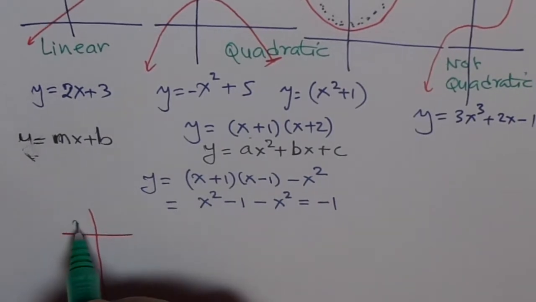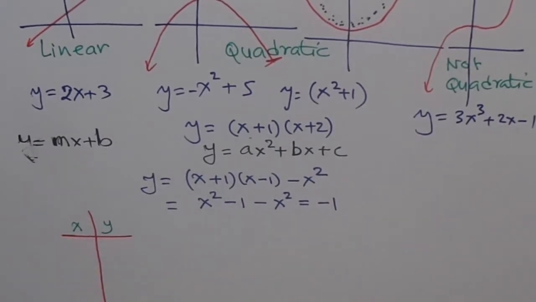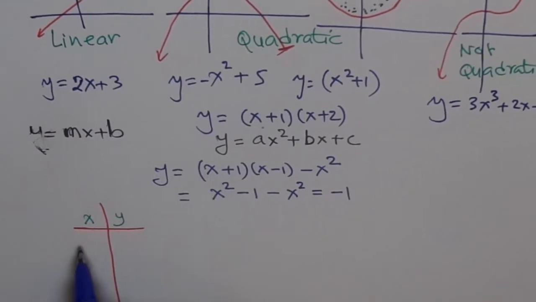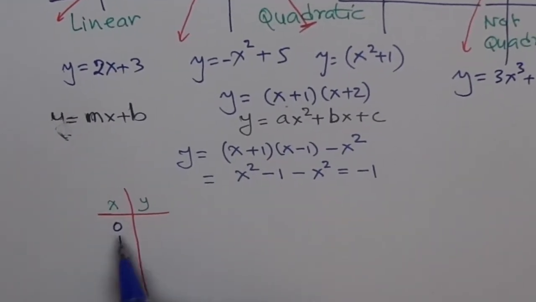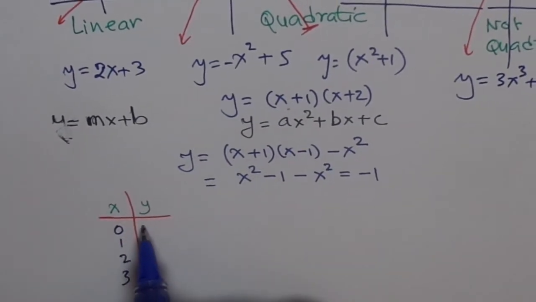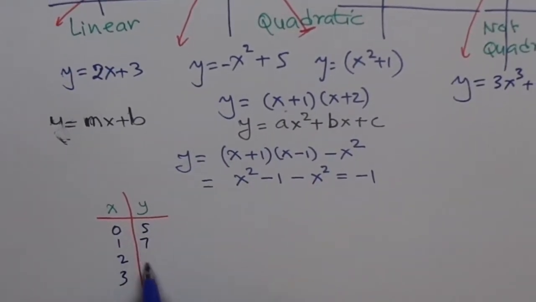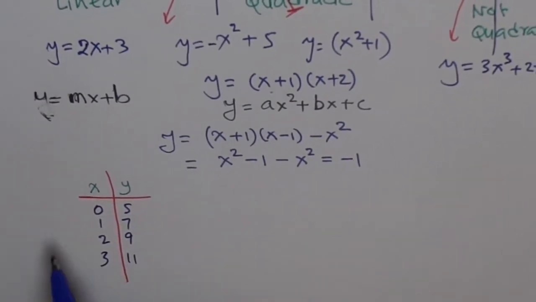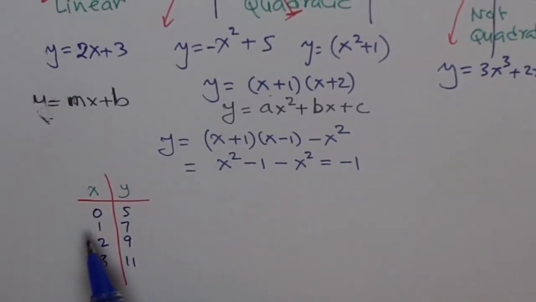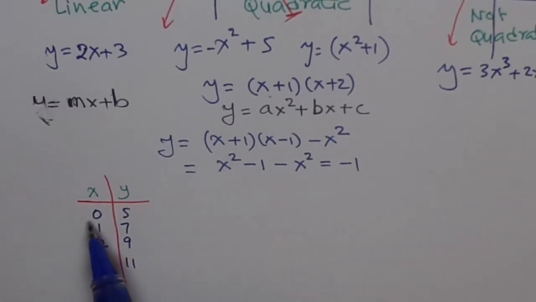Let's say x is the input and y is the output. For each input, let's say we have 1, 2, 3, some inputs here, we have some particular output. Let's say the output is 5, 7, 9, 11. So it is a relation, right? And it's also a function because we have a unique output value for each input. So it is a relation.